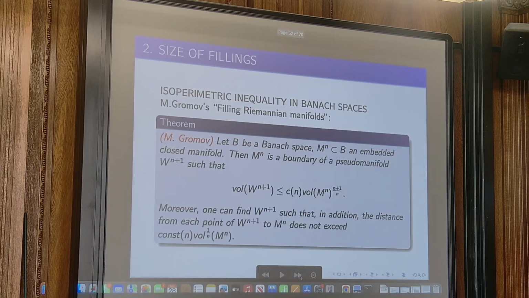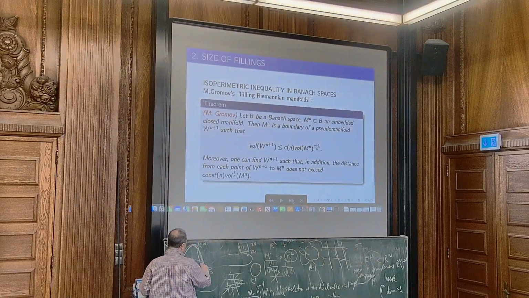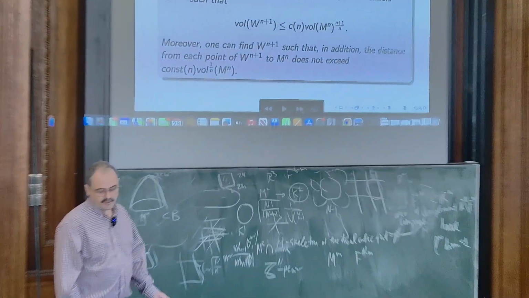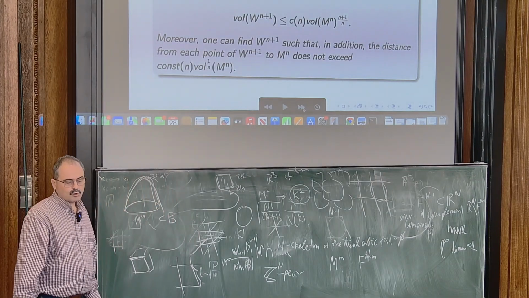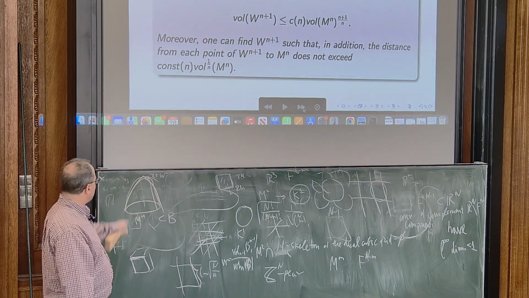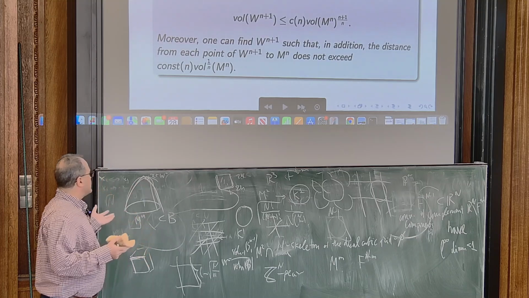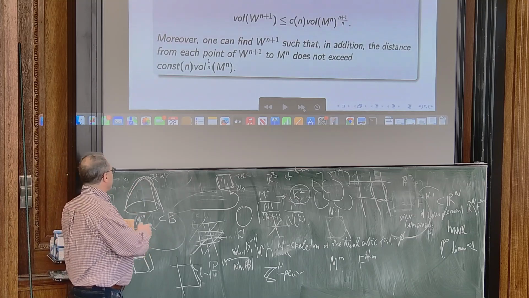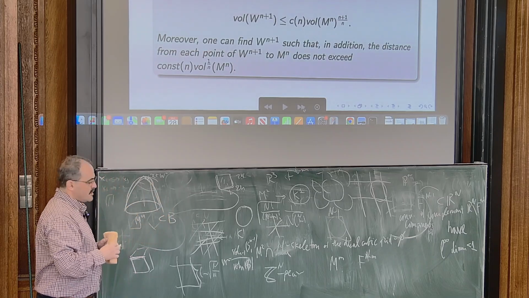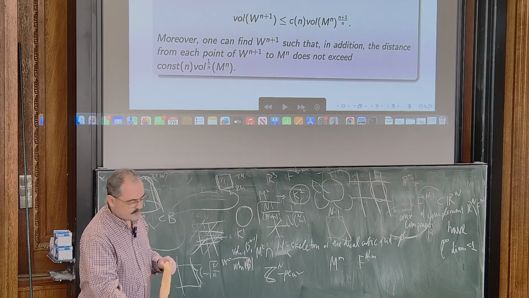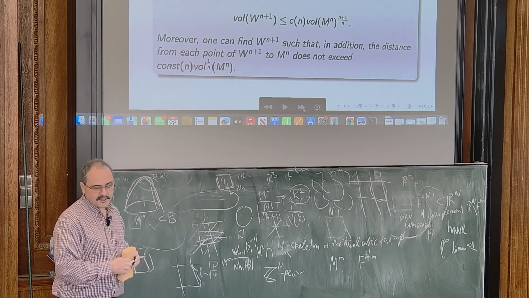And in fact, what Gromov really cared about was the maximal distance from a point in this filling to B. He called this maximal distance filling radius. And what was important is that this distance is at most volume to the power 1 over n times a constant. In fact, it essentially follows from the fact that these are minimal objects, and minimal objects satisfy monotonicity. So the second inequality was just a rather easy consequence of the first.